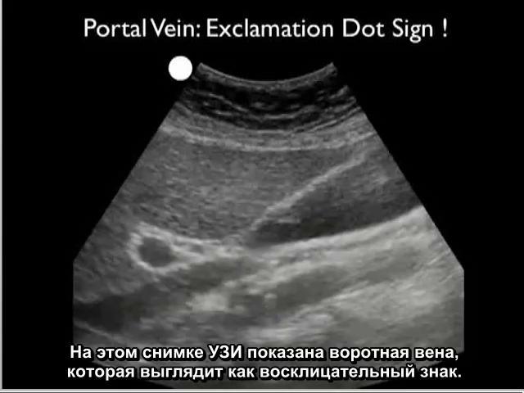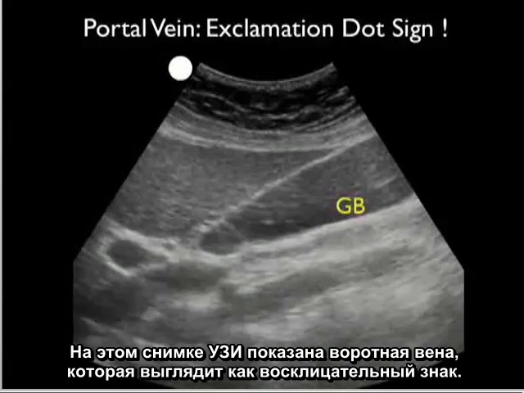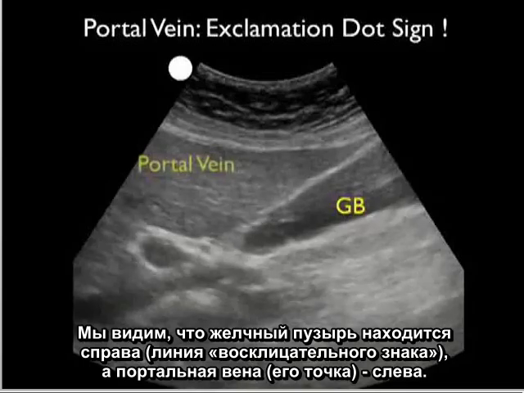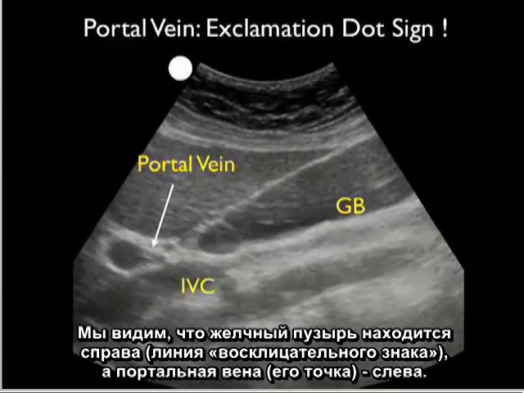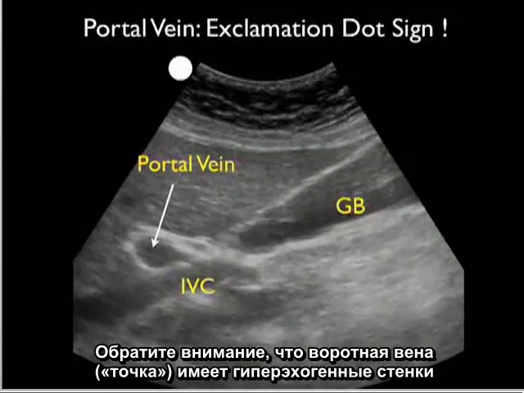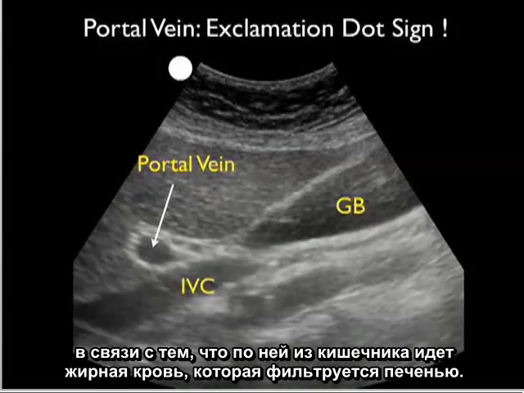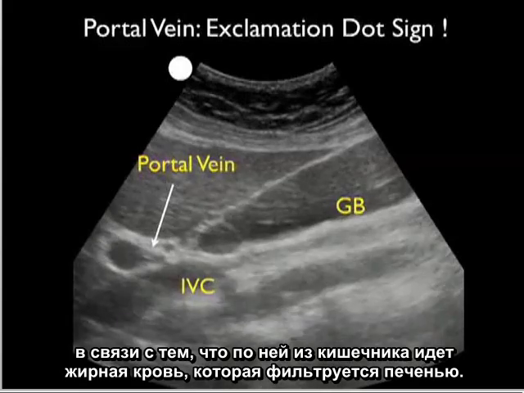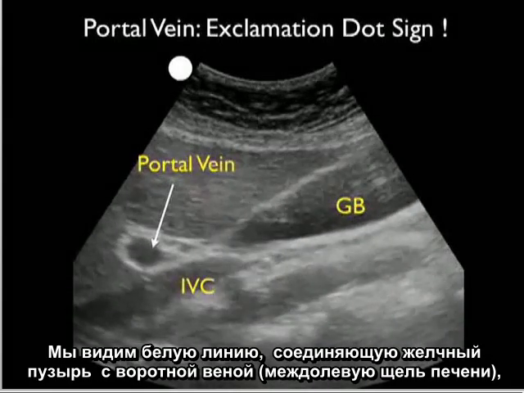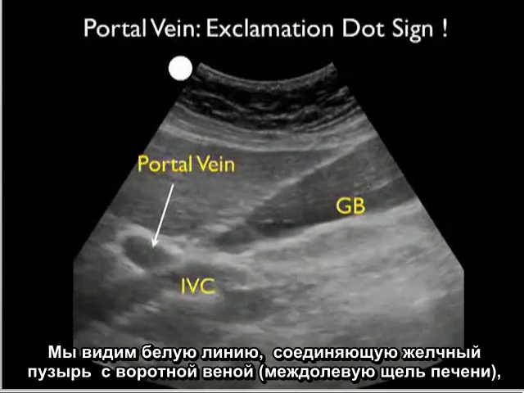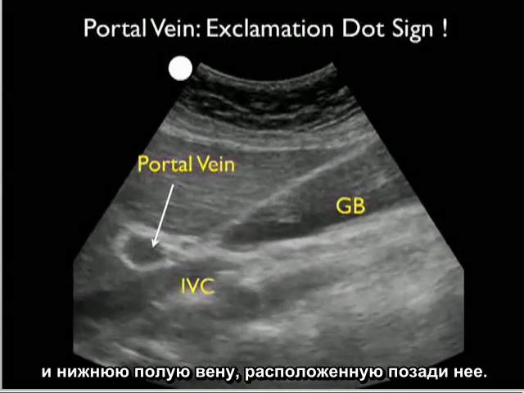Here's an ultrasound image showing the portal vein exclamation dot sign, and we see the gallbladder to the right making the exclamation, and the dot, the portal vein, to the left. Notice that the dot, the portal vein, has hyperechoic walls due to the fact that it's bringing fatty blood from the intestine to be filtered by the liver. We see the white line connecting the gallbladder to the portal vein, which is the median lobar fissure, and posteriorly we see the inferior vena cava.